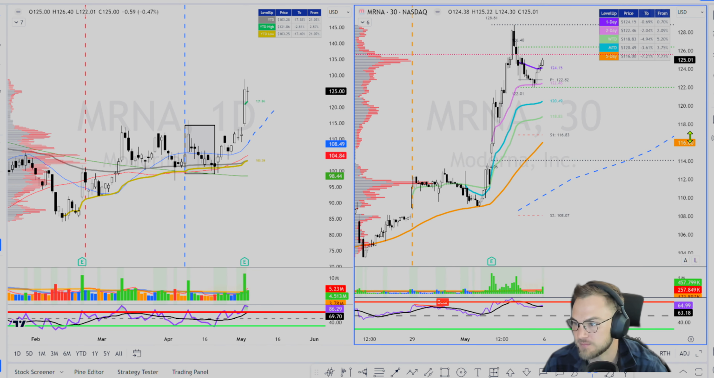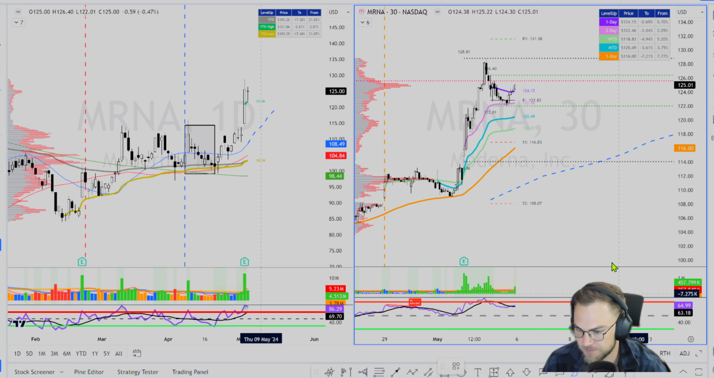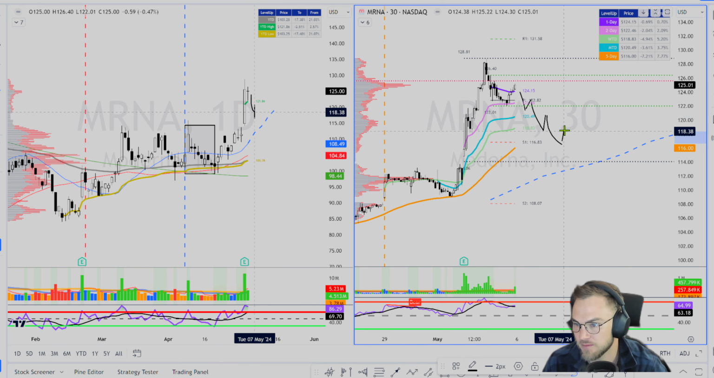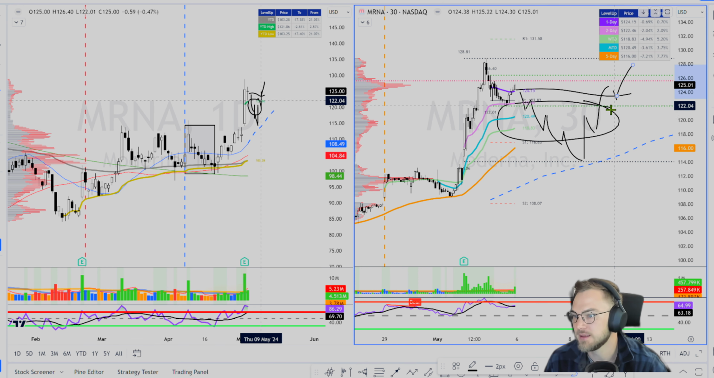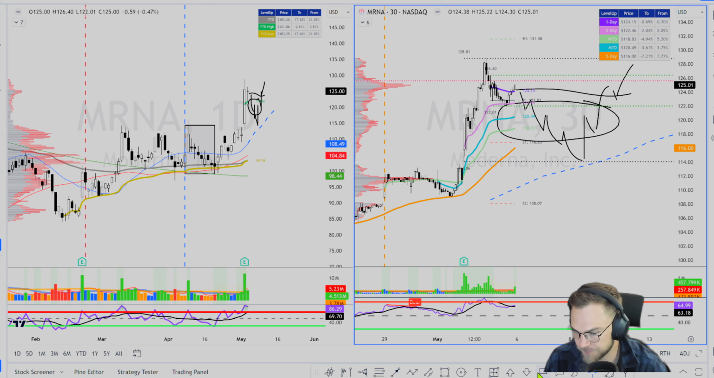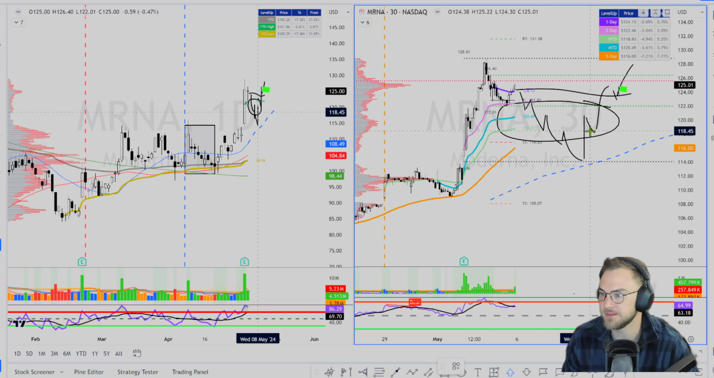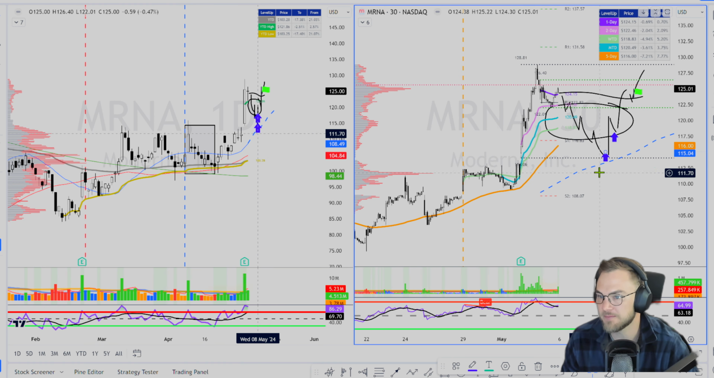So then from there, maybe we could get this pullback back into this 5-day moving average, undercut it, and then get to going, and then look to find some support right up in this area. This would be the 3-day VWAP, and get going up in here, and we could look for a nice little entry here, this 122, and stopping 118, 113, depending on your time frame and risk.